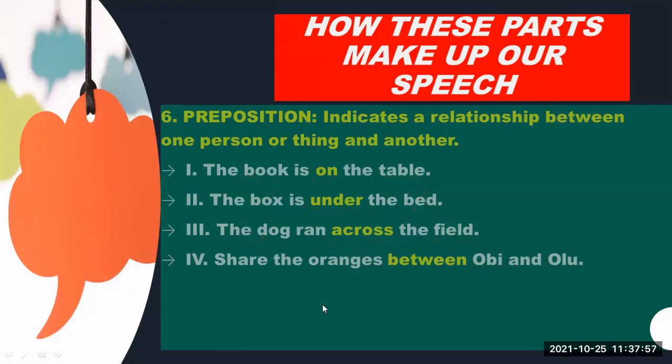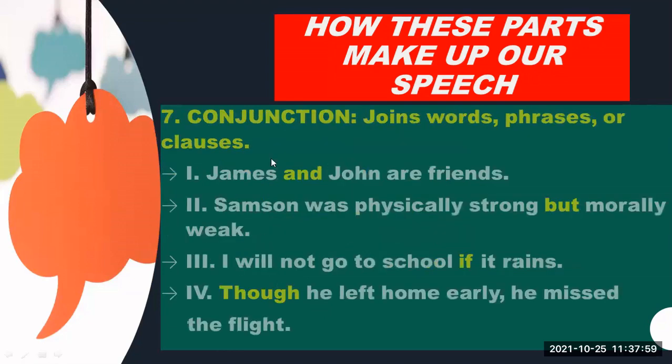All right, let's go to number 7, and that is conjunction. Now, what is a conjunction? It's a joining word. It's a word that joins two words together, or two phrases, or two clauses. For example, James and John are friends. The conjunction here is and.